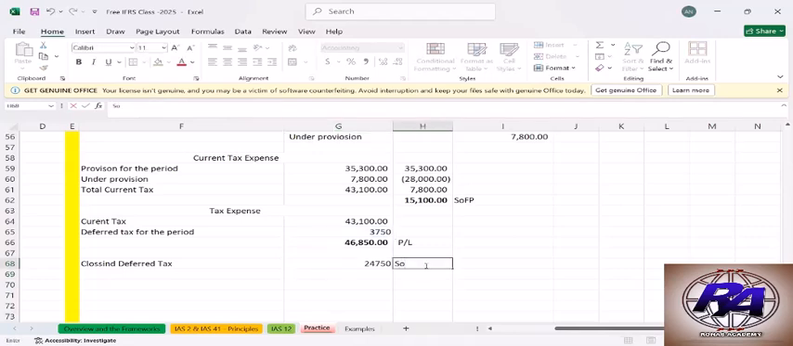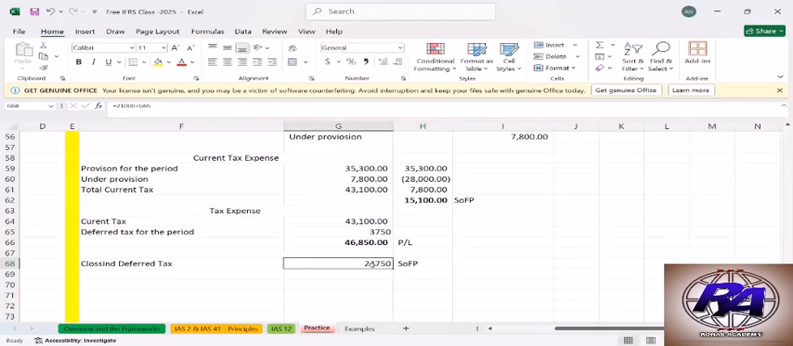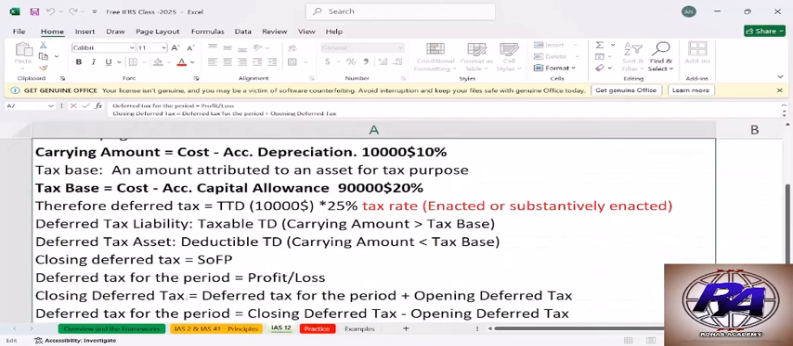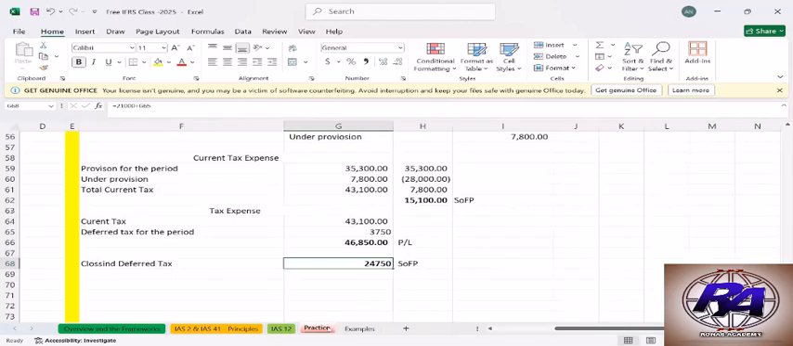So these two will give us the closing deferred tax, which we will send to our statement of financial position. So the summation, if you look at the formulas we used here, to get the closing deferred tax is the deferred tax for the period plus the opening deferred tax. This gives us the closing deferred tax in case we are given. So you can see we sum up the opening and the deferred tax for the period to give us the closing. So we have seen all the presentations.